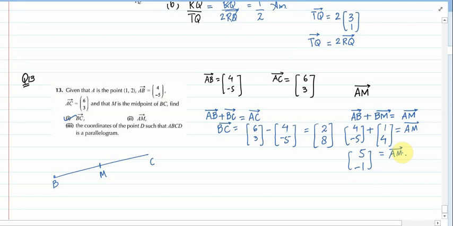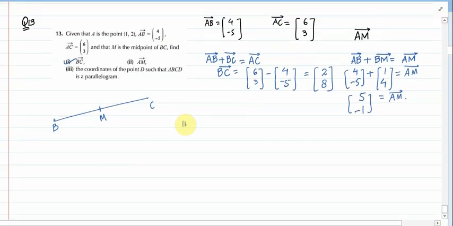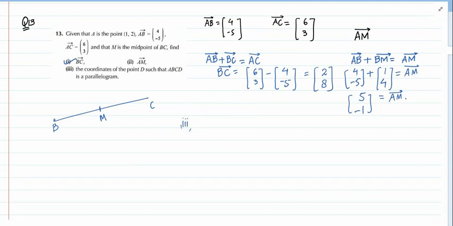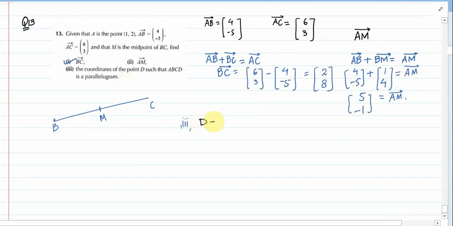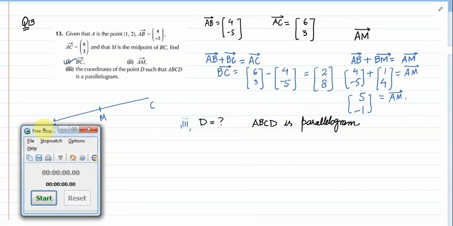Next one. The coordinates of the point D is such that ABCD is a parallelogram. Now we have done such type of question in our previous classes, in which the given condition is about a parallelogram, right? So for the third part, you need to find the coordinates of D, and the condition is ABCD is a parallelogram. So how are you going to find that? First you need to give it a try, and then I will explain. So your time starts now.